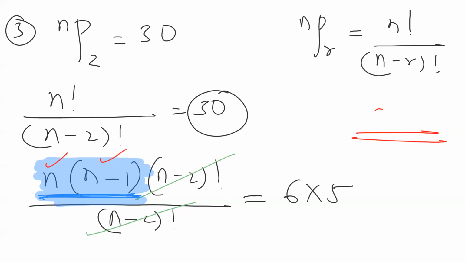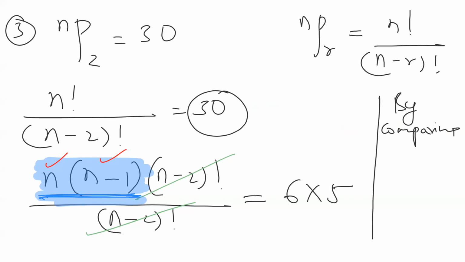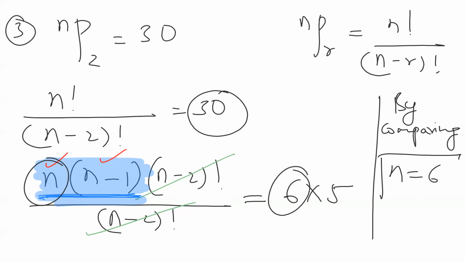So now, once we are done with this, we'll comment by comparing. By comparing bigger number equal to bigger number. So n is equal to 6. Don't compare bigger number with the smaller number, but compare the bigger number with the bigger number. Okay.